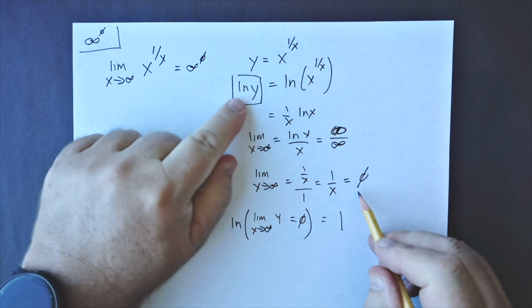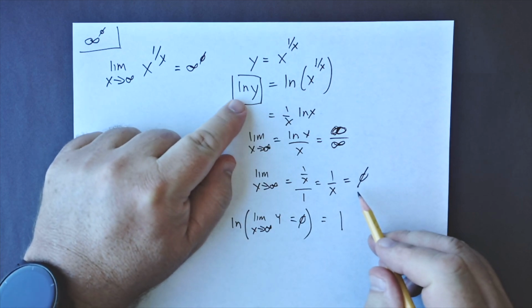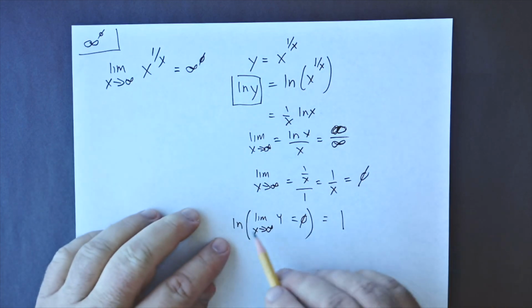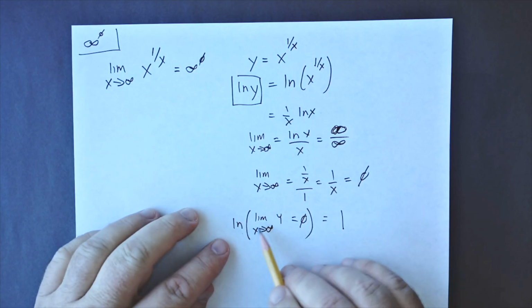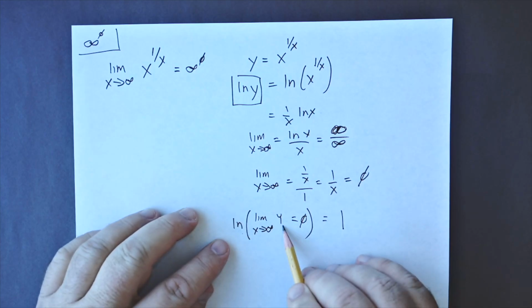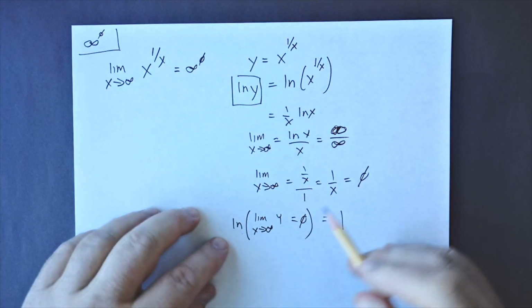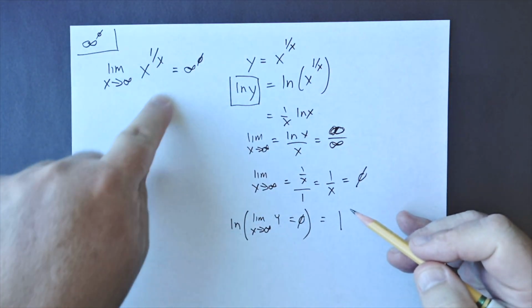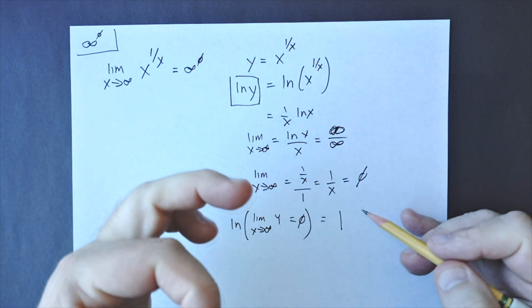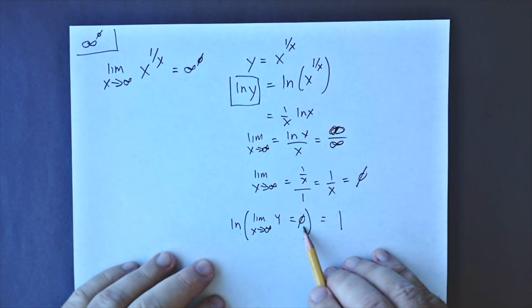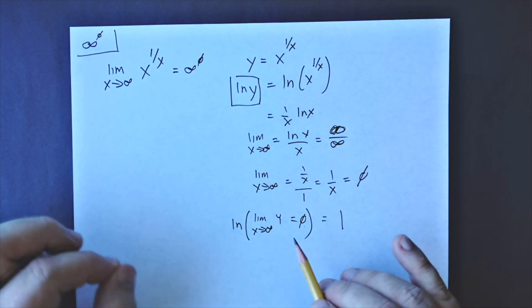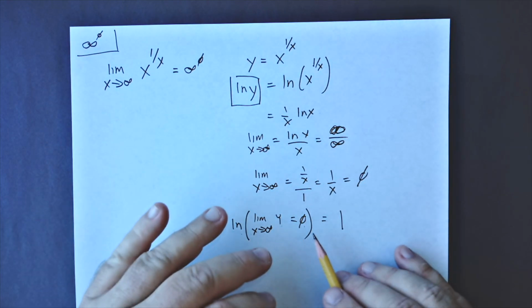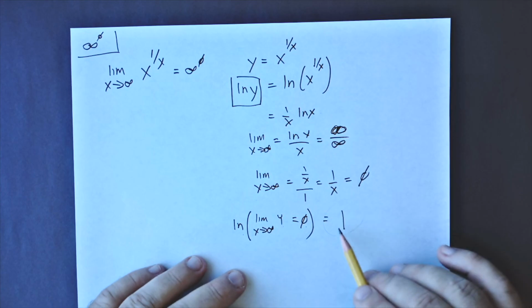But we took the ln of y. So really what we're doing is we're saying I'm taking the ln of the limit as x goes to infinity of y, right? Because we left this unchanged. We were just looking at y here. This is y, right? So we found that limit is 0, but what's the ln of that limit? What's the ln of 0? And that answer is 1.